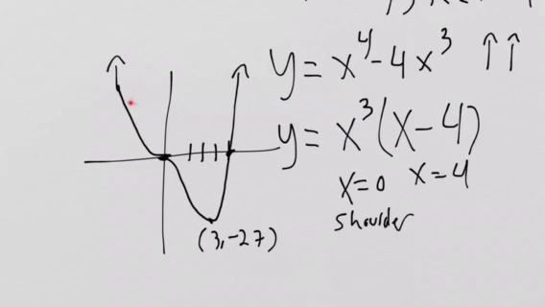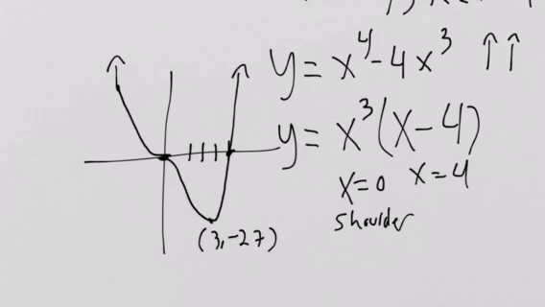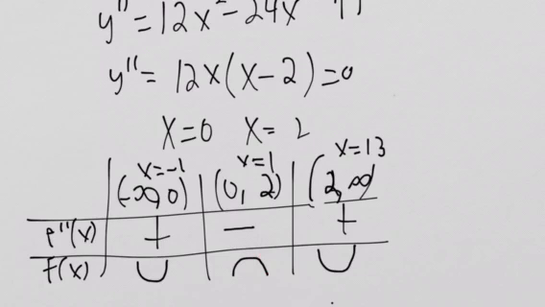There's also an inflection point at x equals 0. It goes from being concave up to concave down. And then around x equals 2, it goes from being concave down back to concave up. So that's what this table tells us about the curve.